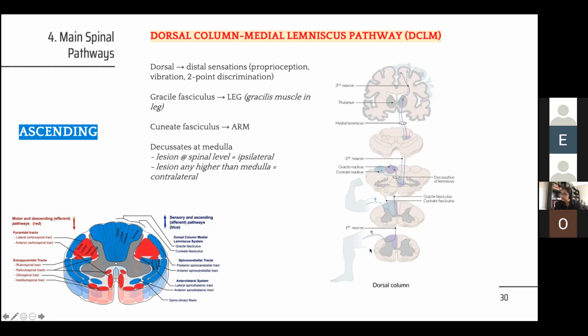So as you can imagine, if you have some sort of lesion below the medulla, a lesion at the spinal level or up until the medulla, it'll be ipsilateral. If you damage it here, it'll be on the same side. But anything above the medulla, because this is after it's been crossed over, it'll be contralateral.